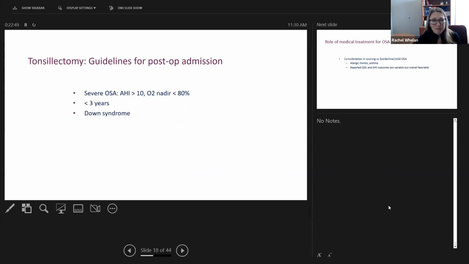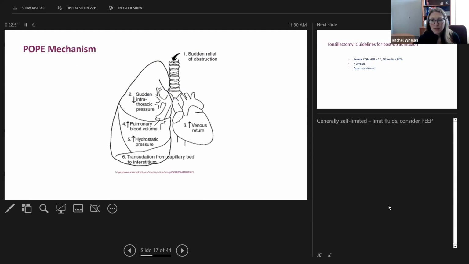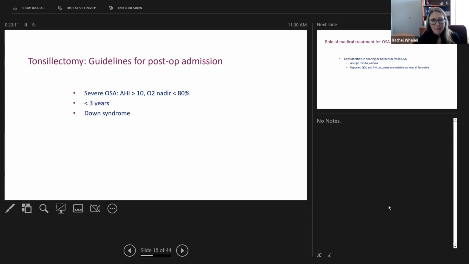And so in terms of treatment, most of the time we just observe in the ICU, limit fluids. Occasionally you can use positive pressure therapy if it's very pronounced, and generally it takes a couple of days and some gentle diuresis, and these kids get better. But really that's the reason that we think about admission post-op.